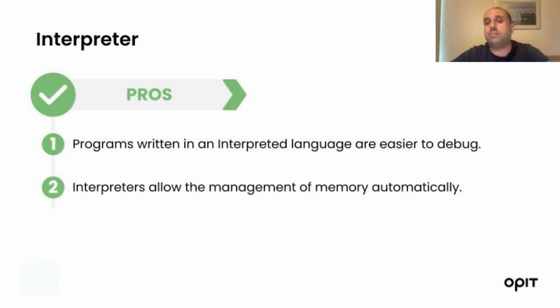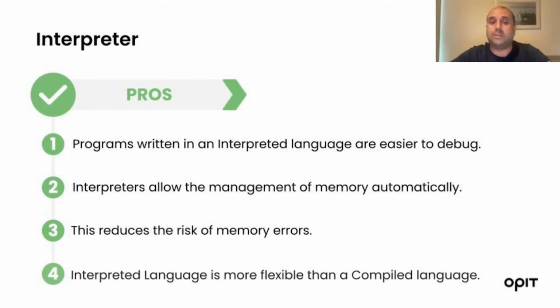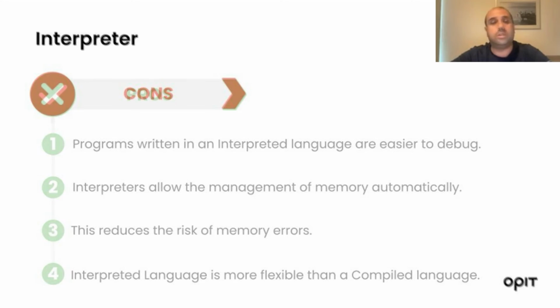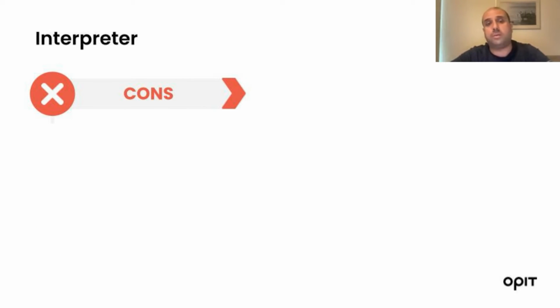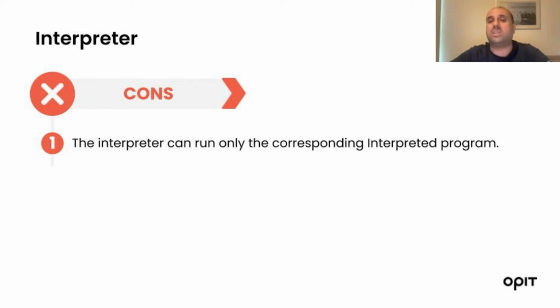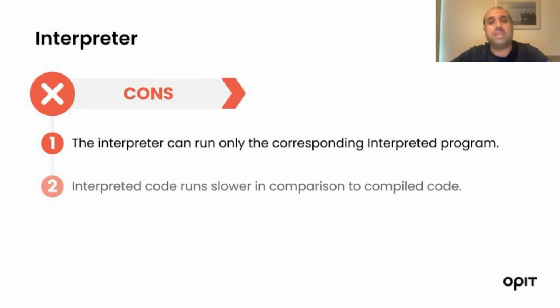They allow automatic management of memory, which reduces the risk of memory errors. The interpreted language is also more flexible than a compiled language. However, the negative points of an interpreter: it can run only the corresponding interpreted program, so an interpreter will be used on one program. Interpreted code runs slower in comparison to compiled code.